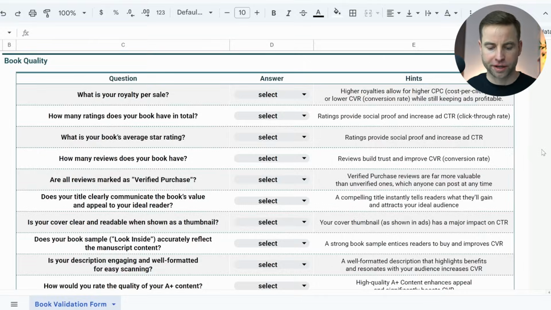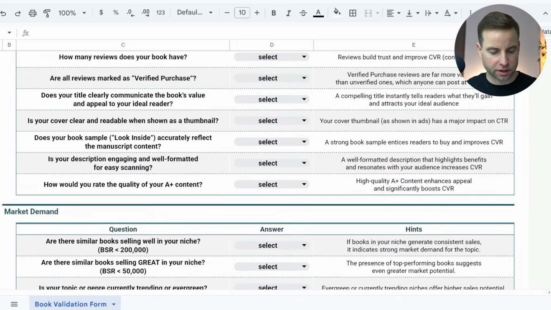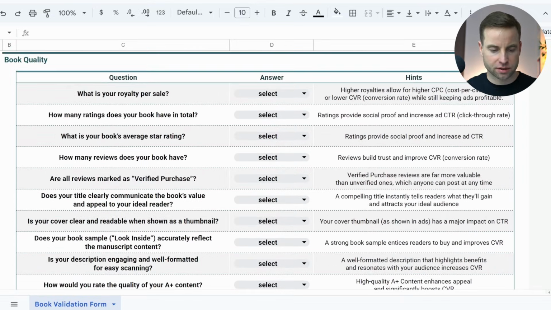To help people that I'm working with to validate their books, I created this spreadsheet. It contains 3 sections: book quality, market demand, and competition. If you go through all these questions, you can get guidance and also gain awareness of what matters and what's not, and what your chances are to be successful and scale your sales.